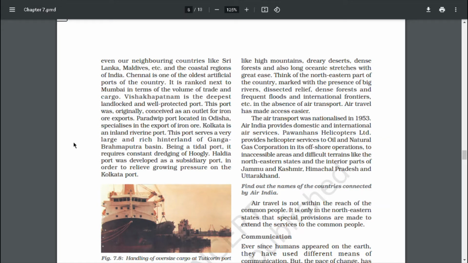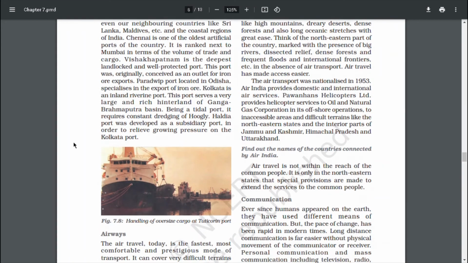Kolkata is an inland riverine port. This port serves a very large and rich hinterland of Ganga-Brahmaputra basin. Being a tidal port, it requires constant dredging of Hooghly. Haldia Port was developed as a subsidiary port in order to relieve growing pressure on the Kolkata port.